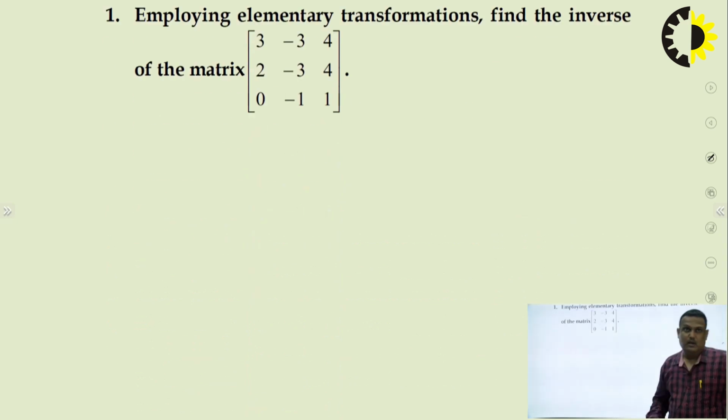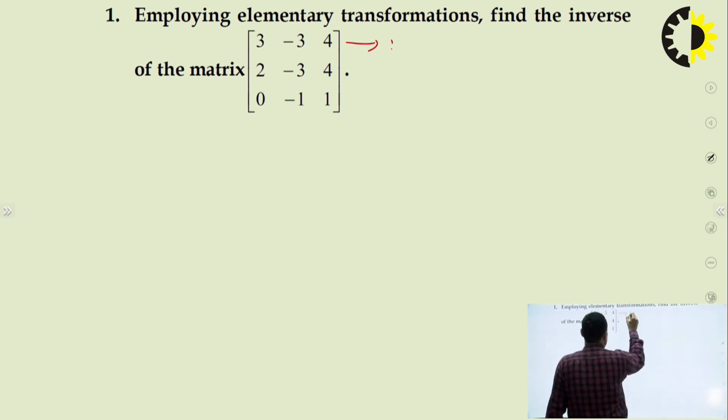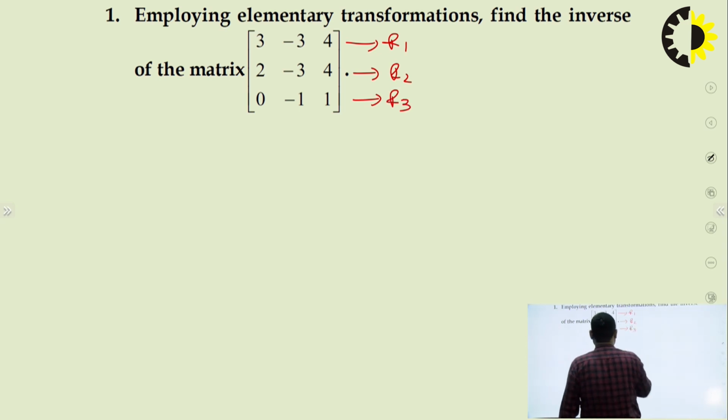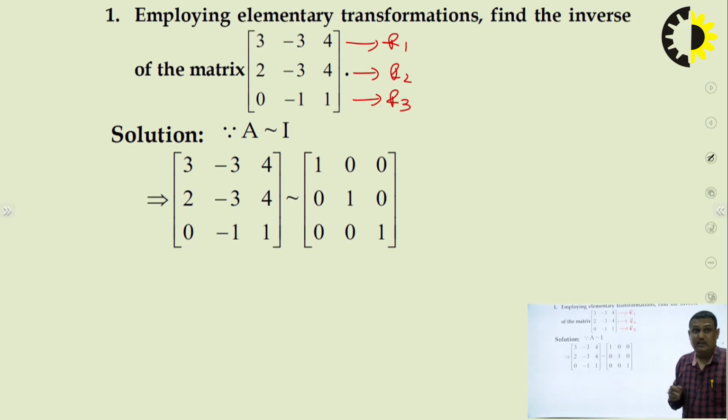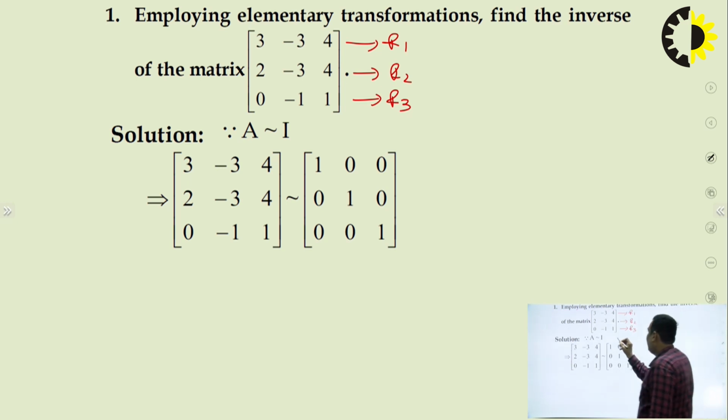Now, how to solve this question? Employing elementary transformations, find the inverse of the matrix. Our matrix is 3 -3 4, 2 -3 4, 0 -1 1. Here R1 is the first row, R2 is the second row, and R3 is this one. So what is the procedure? Just write down the solution. A equal to IA. Okay, A equal to IA.